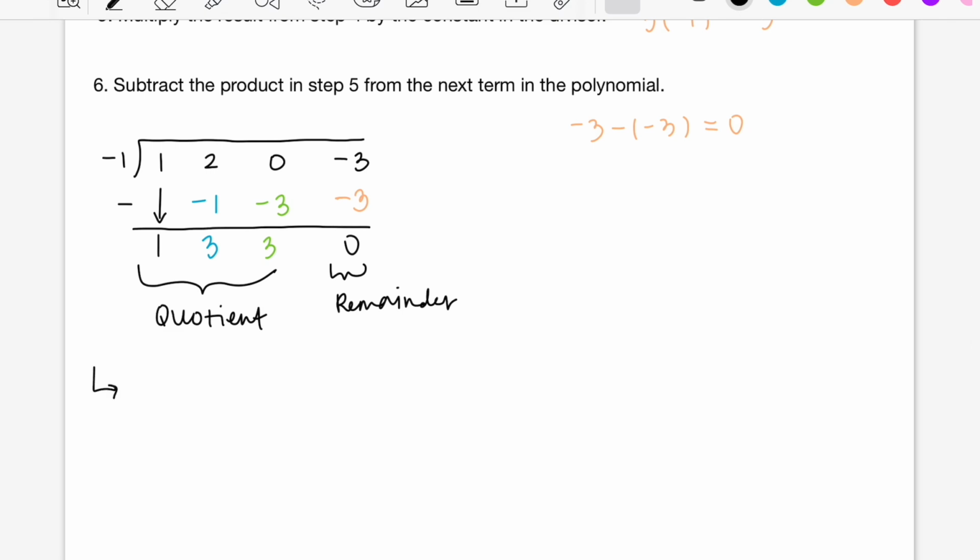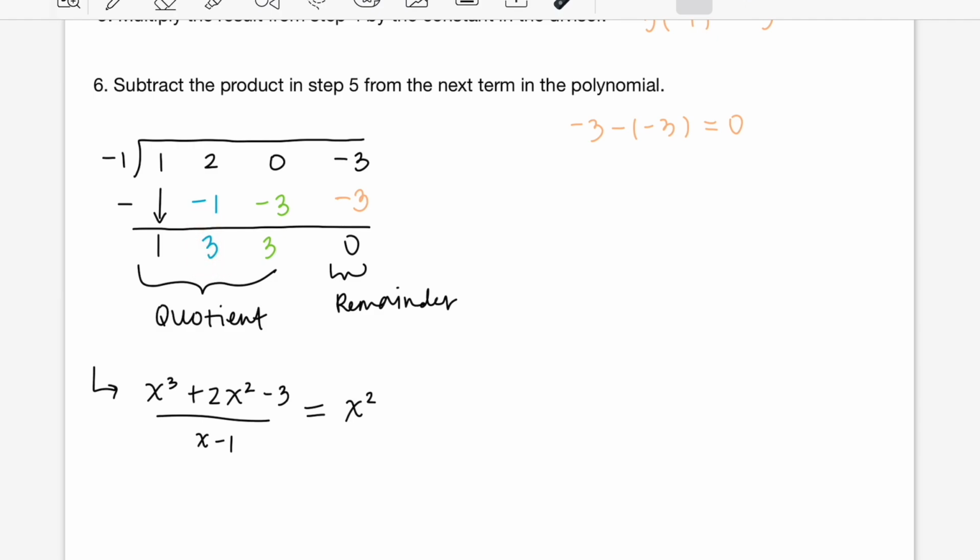So the original polynomial we started with was x cubed plus 2x squared minus 3 over x minus 1. And we found that this is going to be this quotient here with degree 1 less than our original polynomial. So that means this is going to be of degree 2. And so this is going to be our coefficient of our variable with degree 2. So that'll just be 1. So we'll have x squared.